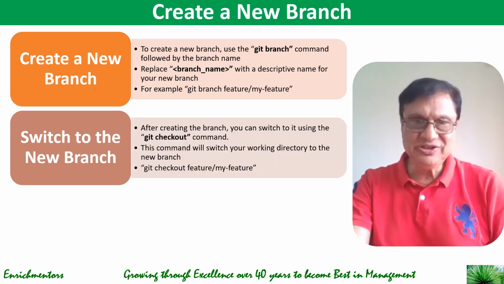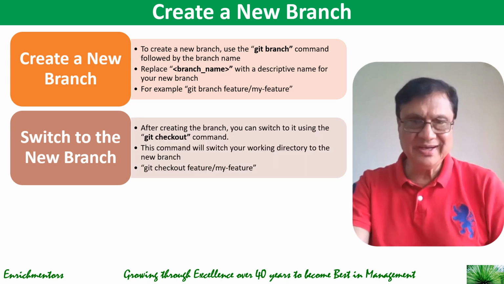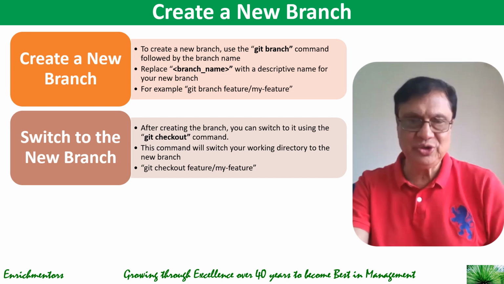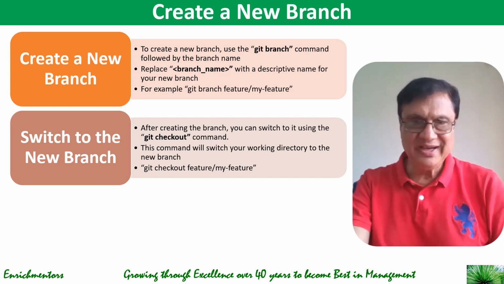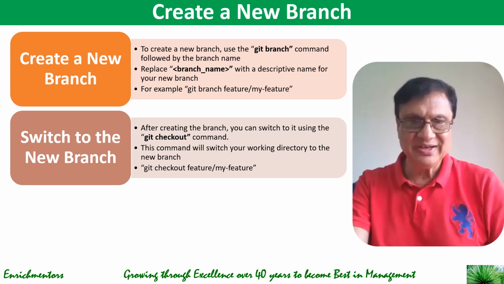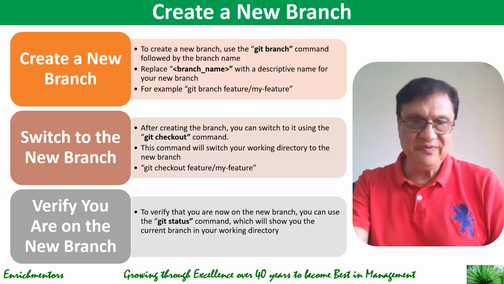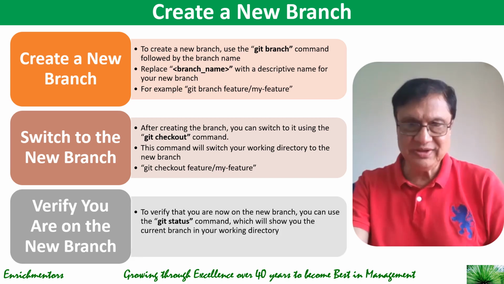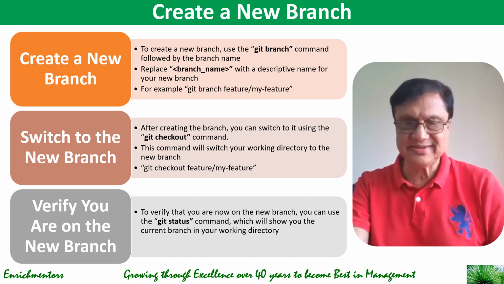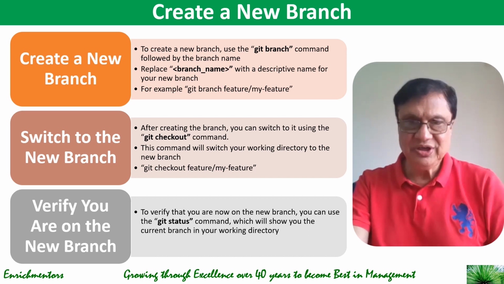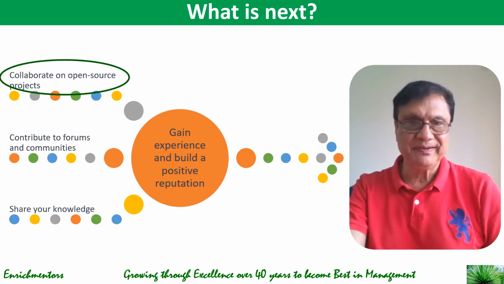Switch to the new branch by using the git checkout command. This command will switch your working directory to the new branch, and you can do this by using the command git checkout feature/my-feature. Then you need to verify if you are on the new branch, and for that you can use the git status command. That will show you the current branch on your working directory.